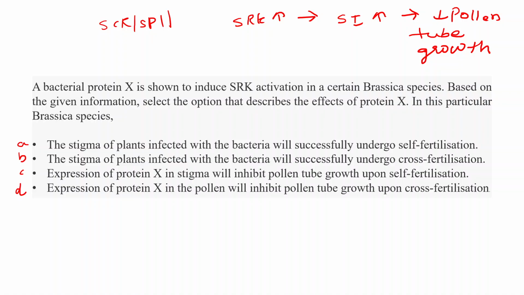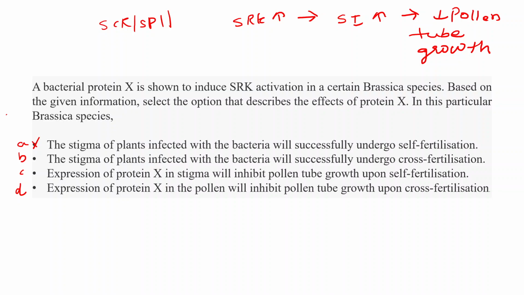So now according to this, first is the stigma of plants infected with the bacteria will successfully undergo self pollination. Is it true or false? It is false, because if the bacterial protein X activates SRK, activation triggers signaling this SI pathway, and prevents self pollen from fertilizing. So, infection that activates SRK would block, not enable selfing. So, this is wrong. Then, second is the stigma of plants infected with the bacteria will successfully undergo cross fertilization.